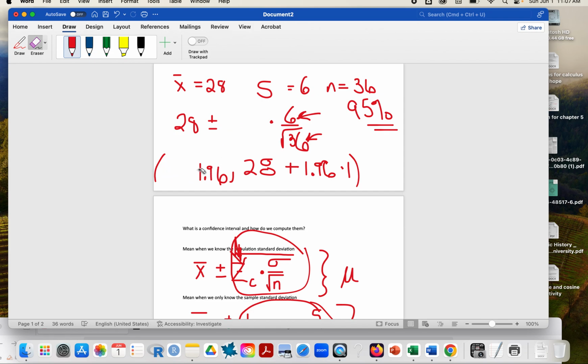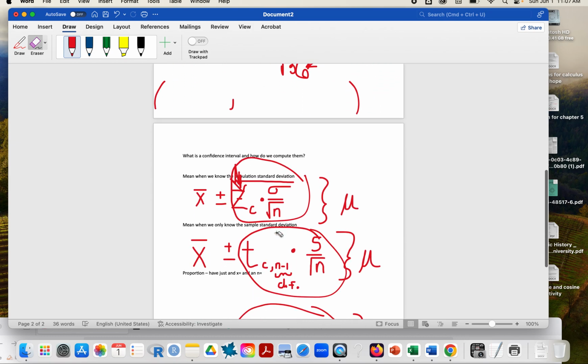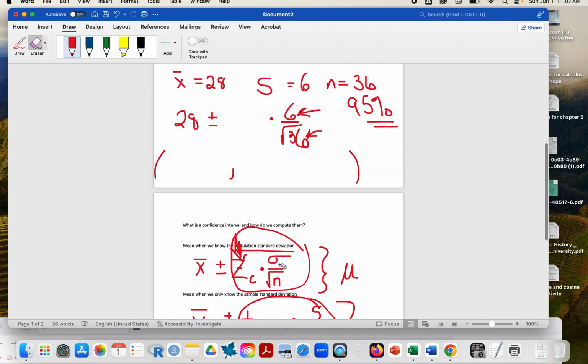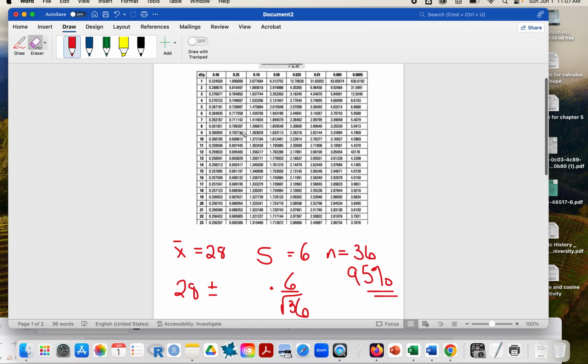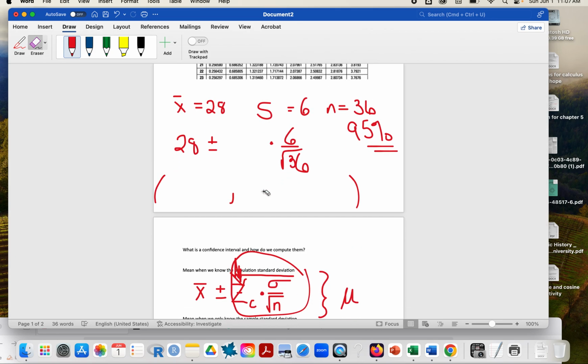Let me erase this stuff, because what we're dealing with now is the formula below where we have the sample standard deviation in place. This part doesn't change, but our multiplier does change. So we've got to find T sub 95 with degrees of freedom of 35. The sample size stays there, the standard deviation stays there, but what we need here is a different multiplier. The table that I provided up here doesn't go down to 35 for the degrees of freedom.